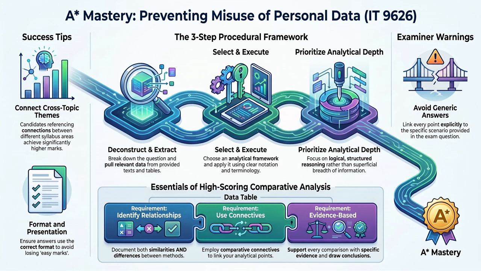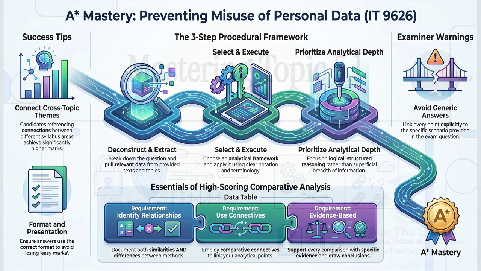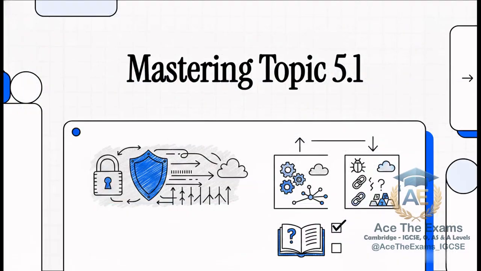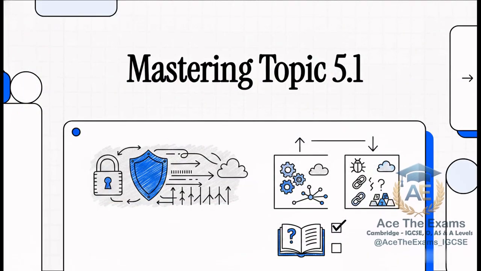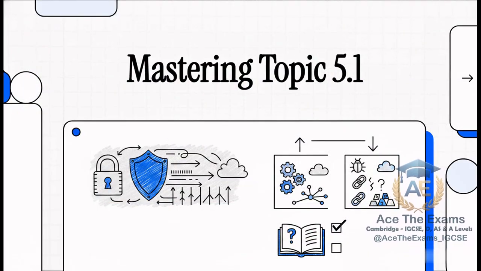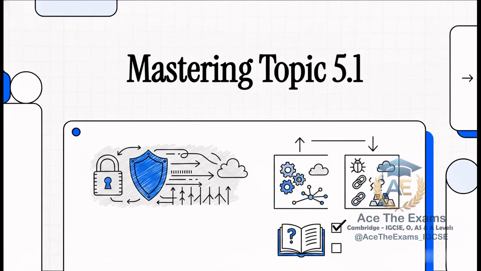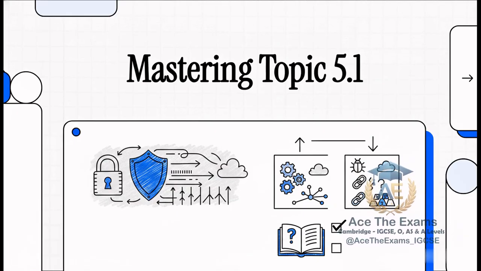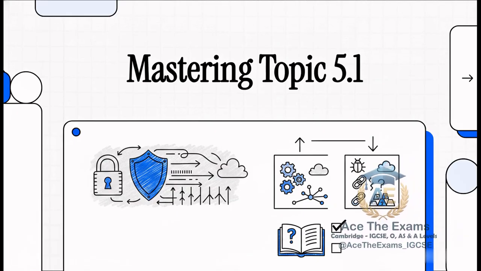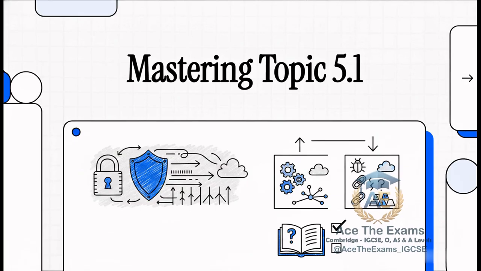All right, let's dive right into this explainer. If you're studying for your Cambridge Information Technology 9626 AS and A-level exams, you already know the stakes are super high. But what if I told you that the difference between just sitting comfortably with a B and snagging that highly coveted A star often comes down to mastering one specific area? Today, we're unpacking topic 5.1.